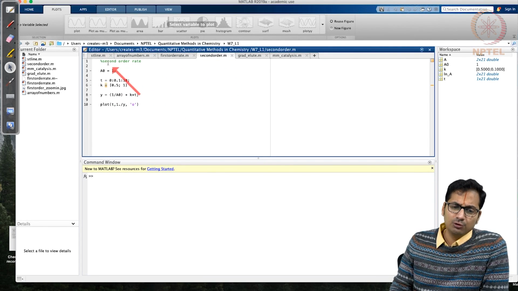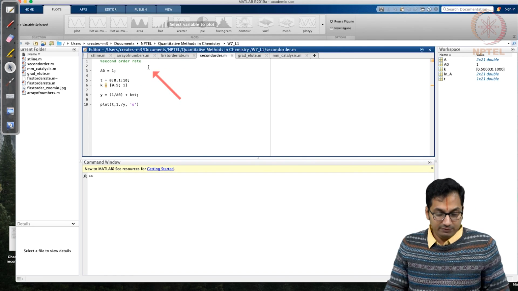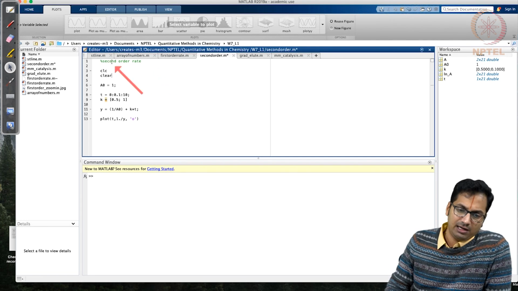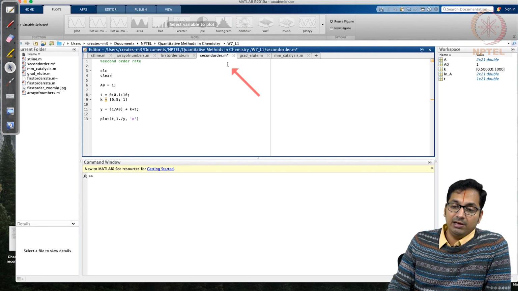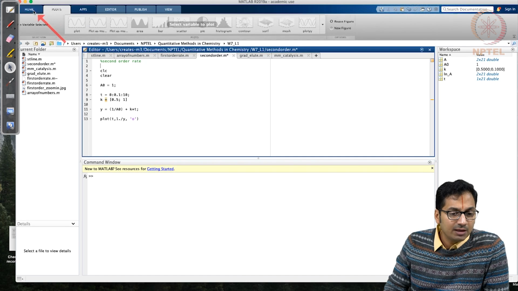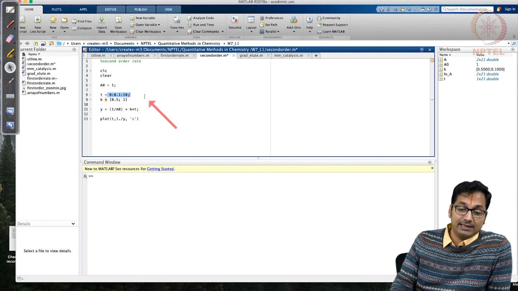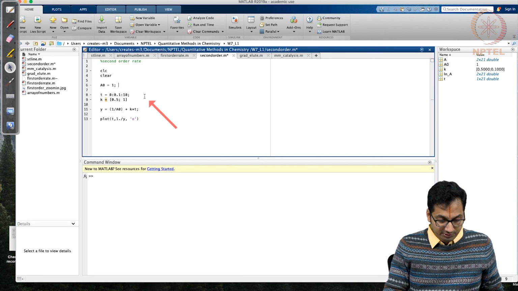also do the second order rate kinetics. So it's always a good idea to start, since we are having the same set of variables, it's always better to start clearing the screen and clearing the variables and running this code. I am not going to go into the details of it. The time is once again between 0 and 10 seconds. One has to be careful here.